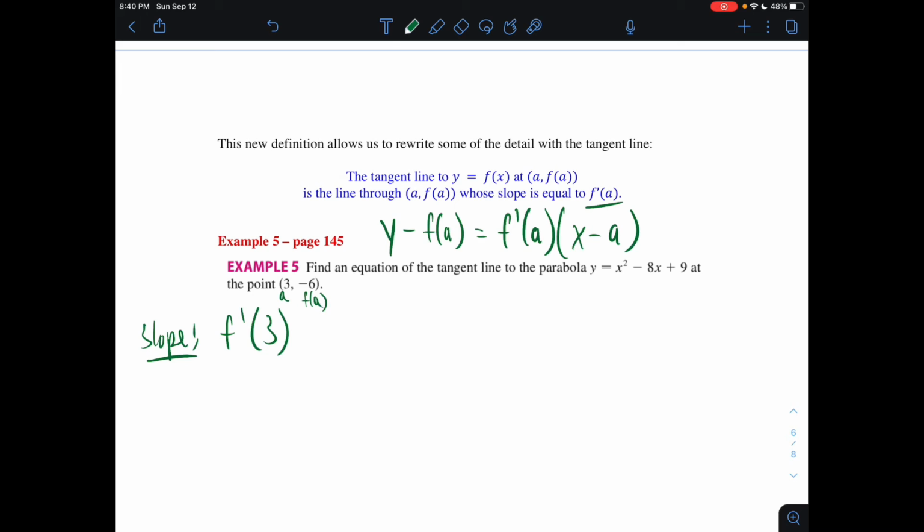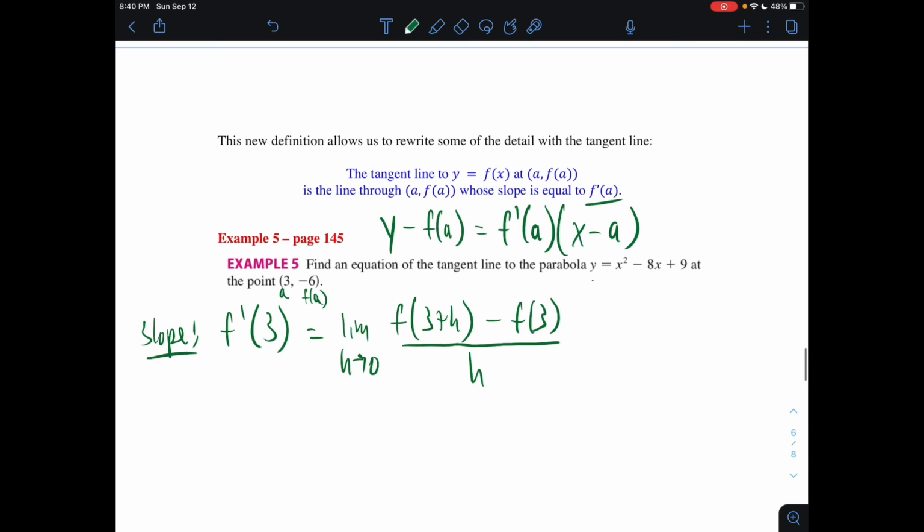So using our definition that we've already written down a few times, f prime of 3 is just the limit as h approaches 0, again, of f of 3 plus h minus f of 3. Again, I'm not using a anymore, I'm just using 3 for this specific example. My function is the parabola. Even though I don't have f of x, y is meaning the same thing as f of x. y is a function of x. So I can use that parabola.